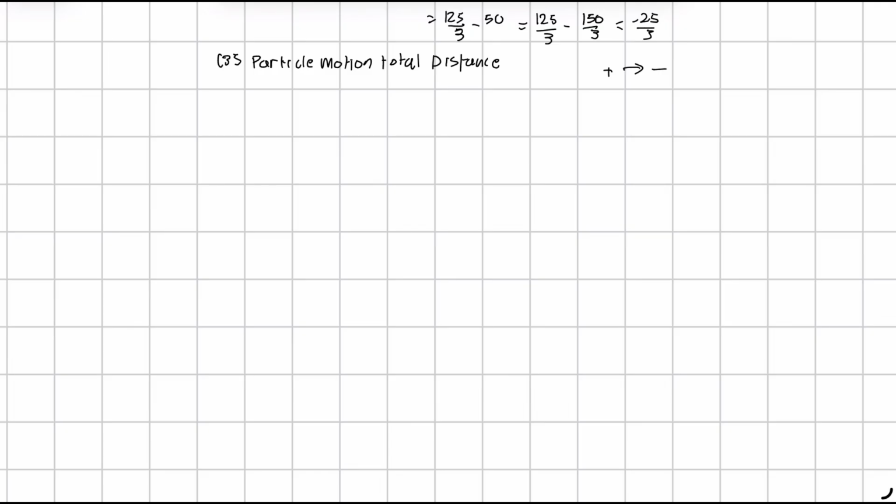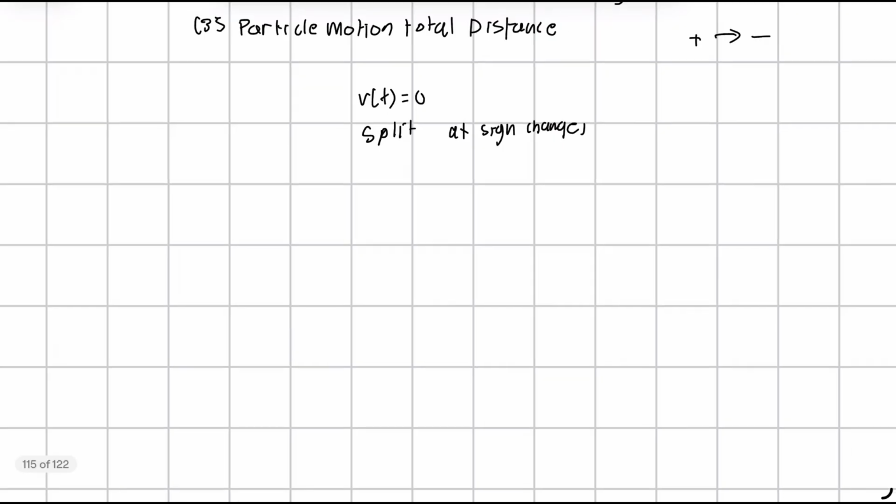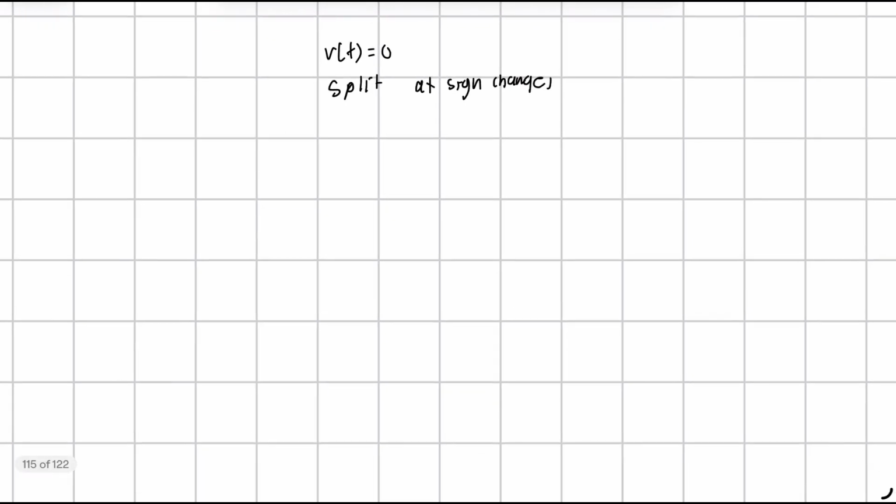And then if you have a change of direction, you're going to be going in the positive direction, then changing signs. So first you're going to set your velocity, v of t, equal to 0, then you're going to split the integral at these sign changes, and you're going to integrate the absolute value or flip the negative pieces. So then you add after that.